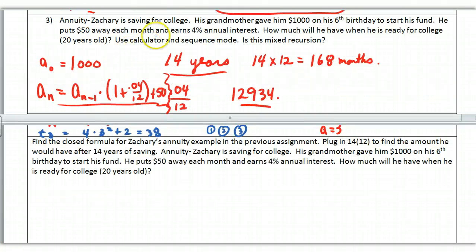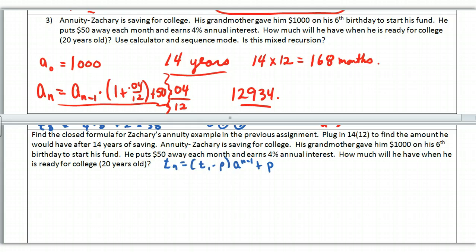So this is what we did in the previous lesson. We did the recursive formula, and we went ahead and found what the value was at a certain amount of time. So we want to do that down here, but we want to do this with a closed form. So we write out our formula again. Okay, so here's our formula, and then we have to go through the same steps to figure out what we have.